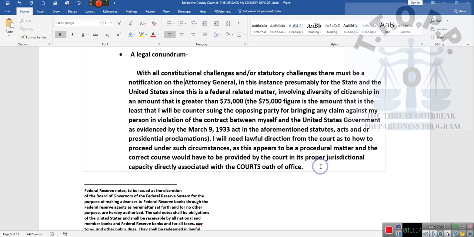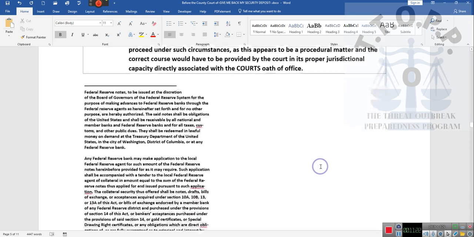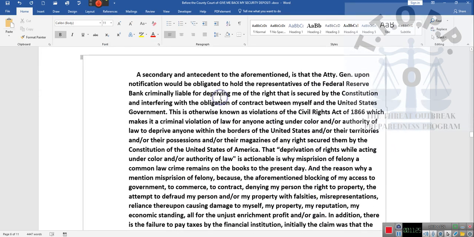Hold on now. Y'all need to understand. That's just one conundrum. We're going to use the word antecedent. We're going to be using some words here. Pay attention. Secondary and antecedent to the aforementioned means that which proceeded prior or directly as related to or associated with. So anyway, the aforementioned is that the Attorney General, upon notification, would be obligated to hold the representatives of the Federal Reserve Bank criminally liable for depriving me of the right that is secured by the Constitution and interfering with the obligation of contract between myself and the United States government.